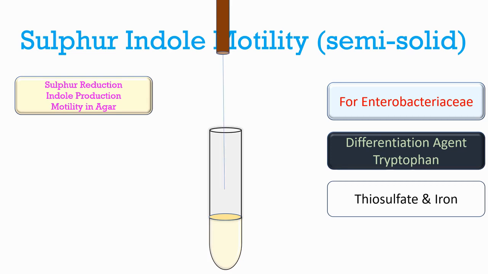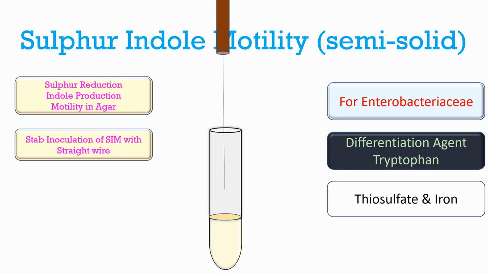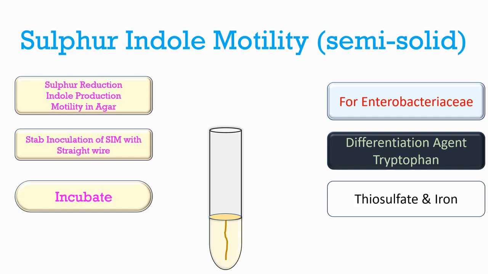Media is inoculated using a straight wire that is first dipped in the bacterial suspension and then a stab is made in the center of the media. Media is then kept in the incubator.